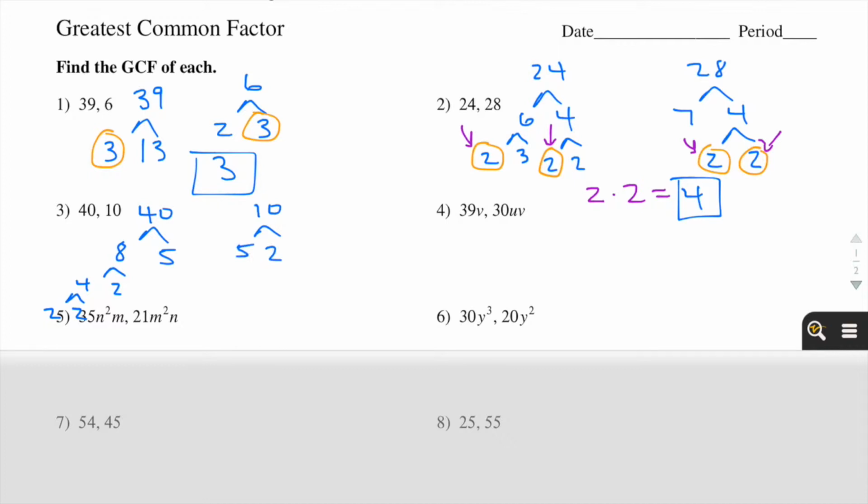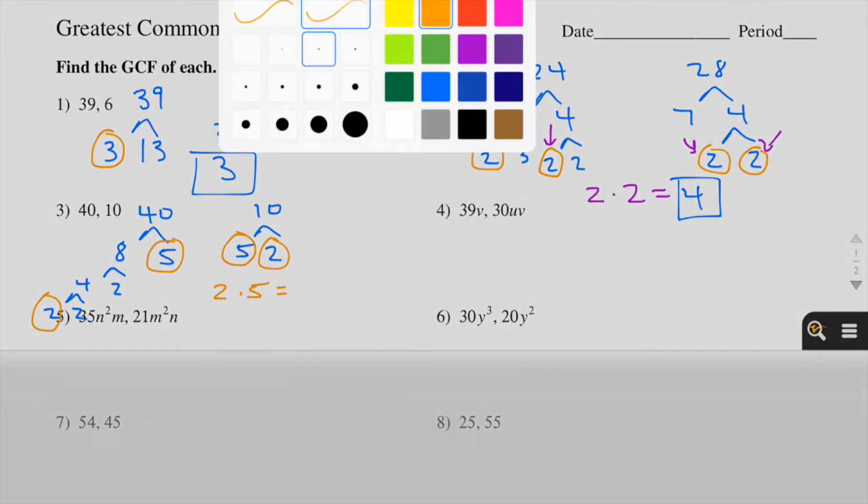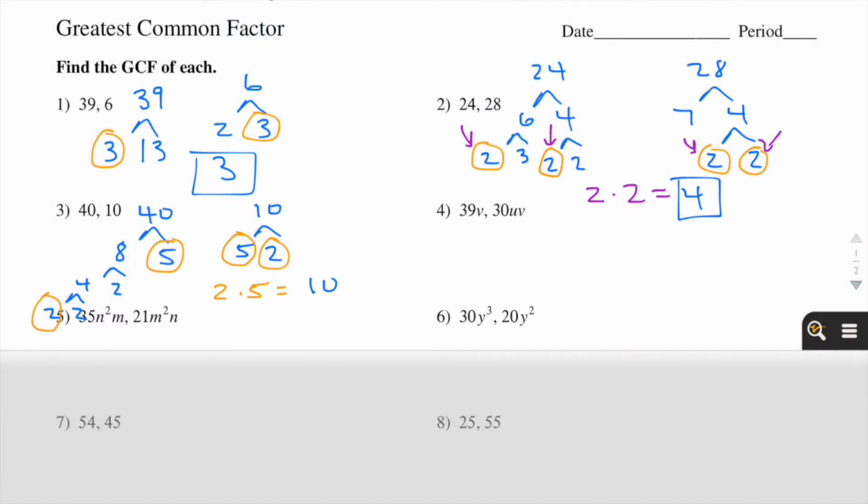So now let's go ahead and circle the common numbers. So they both share a 2 here and here. The 10 doesn't have any other 2s, so we can't circle these other 2s. This has a 5 and this has a 5, and that's all we can do. So we multiply the numbers, 2 times 5, and we end up getting 10 as our greatest common factor for 40 and 10.